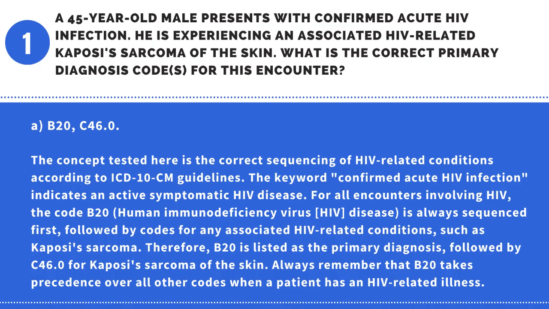For all encounters involving HIV, the code B20, human immunodeficiency virus (HIV) disease, is always sequenced first, followed by codes for any associated HIV-related conditions, such as Kaposi's sarcoma. Therefore, B20 is listed as the primary diagnosis, followed by C46.0 for Kaposi's sarcoma of the skin. Always remember that B20 takes precedence over all other codes when a patient has an HIV-related illness.